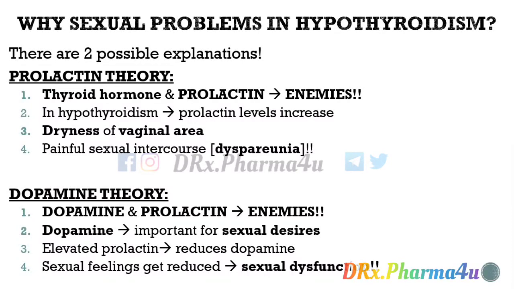Why sexual problems in hypothyroidism? There are two possible explanations. One is called the prolactin theory. Thyroid hormone and prolactin are enemies. So in hypothyroidism, prolactin will increase, and this actually causes dryness of the genital area, especially the vaginal area. This can lead to painful sexual intercourse, which is also known as dyspareunia.